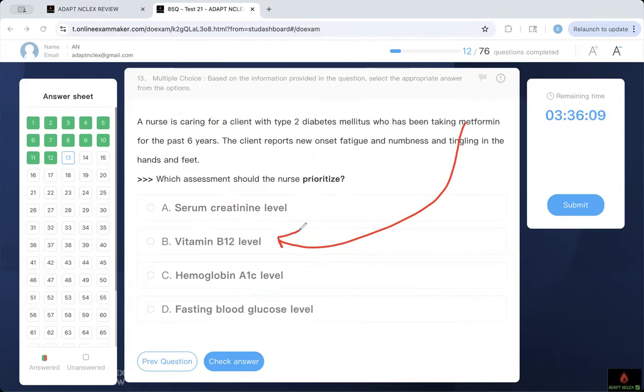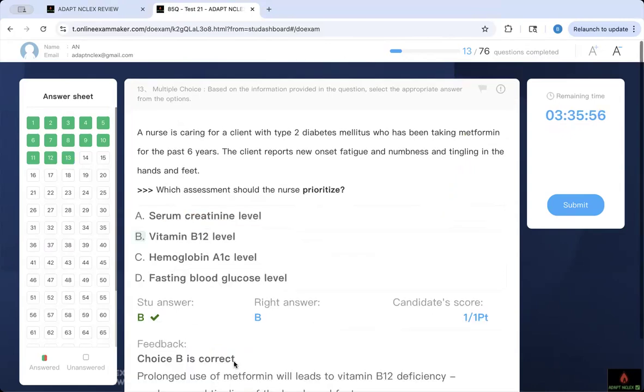Therefore, pay attention. One of the major side effects of metformin, apart from lactic acidosis, if you take it for a long time, is B12 deficiency. This patient may need a B12 injection. Know this concept.